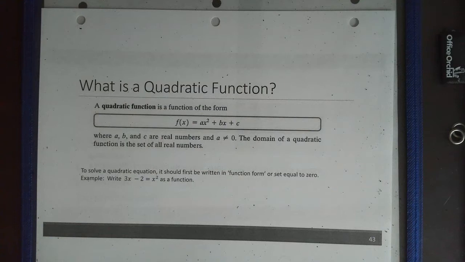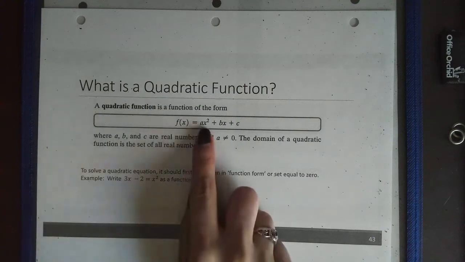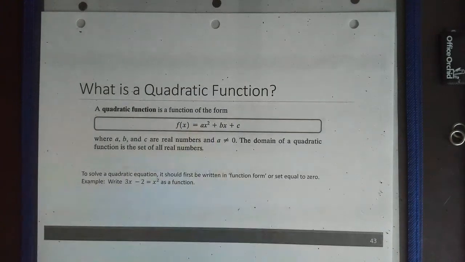A can't be equal to 0 because if it was, then we'd have a 0x squared, which doesn't mean anything. We wouldn't have that x squared term. So a can't be 0 because we need to be able to see that x squared term. The domain of a quadratic function is the set of all real numbers.